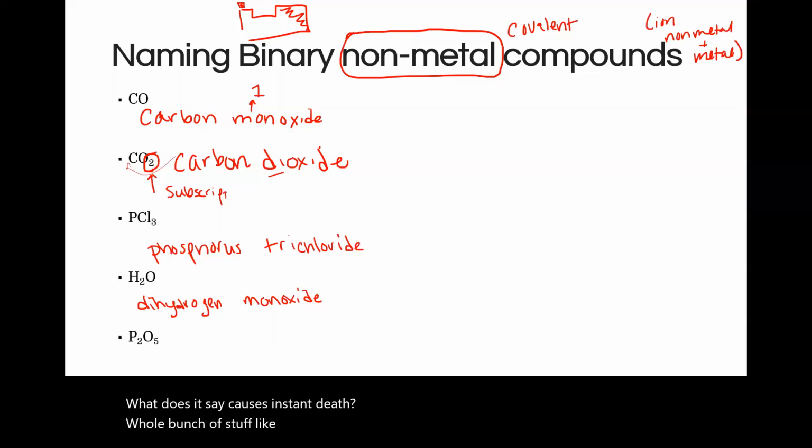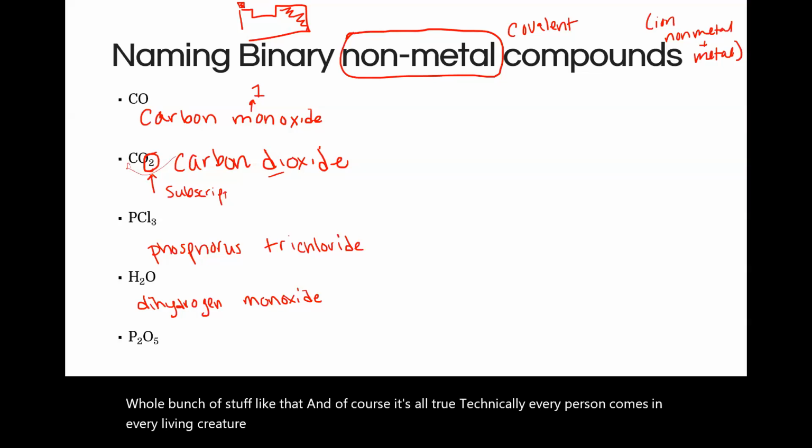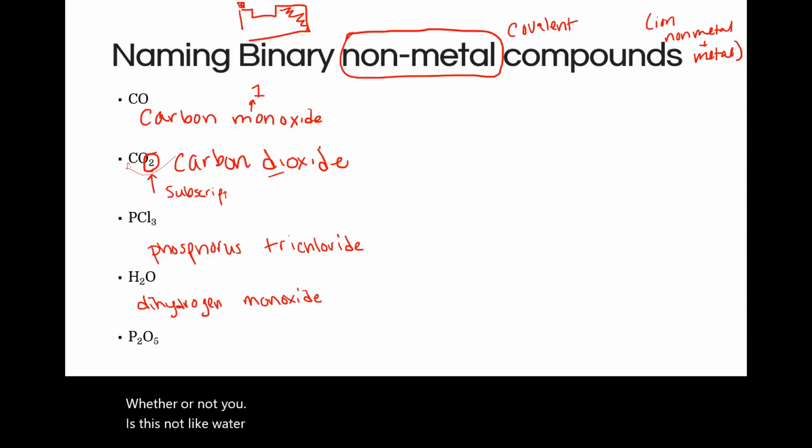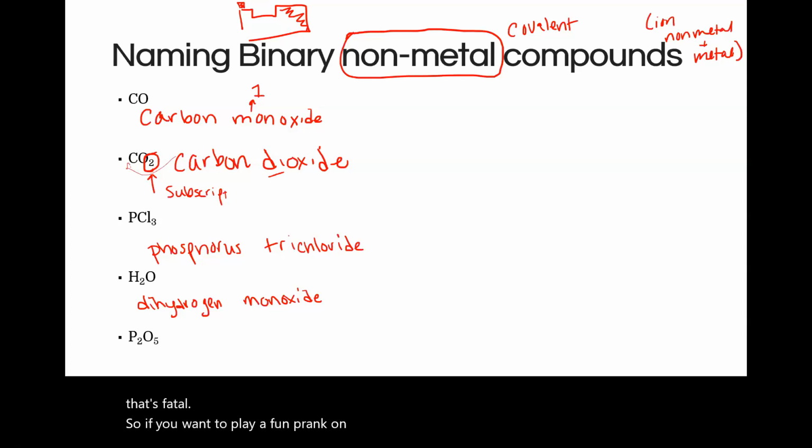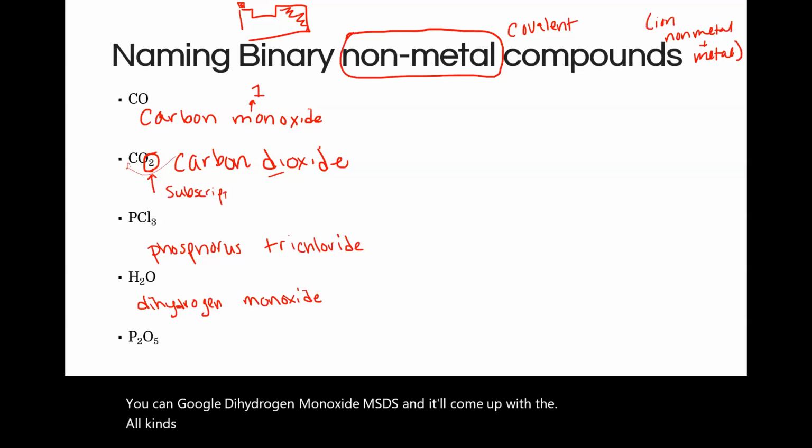And of course, it's all true, technically. Every living creature comes in contact with water, so you're going to die eventually, though it's not like water caused that. And of course, inhalation of water is drowning, so yes, that's fatal. So if you want to play a fun prank on your parents, you can Google dihydrogen monoxide MSDS and it'll come up with all kinds of hazards that really aren't abnormal.